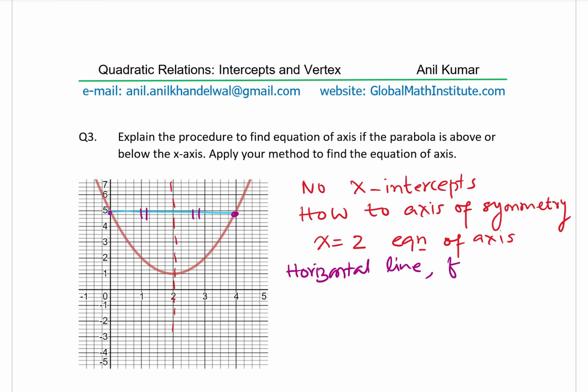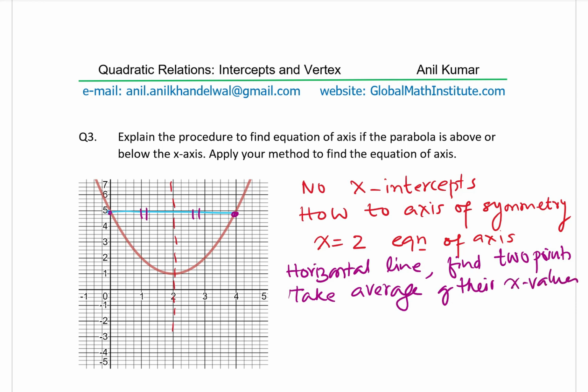Find 2 points. Take the average of their x values. So what I'm trying to say here is, we have already found these two. Now we'll see the average of these two x values. X at 0 and this x value is at 4. So we get two values, x1 equals 0 and x2 equals 4.